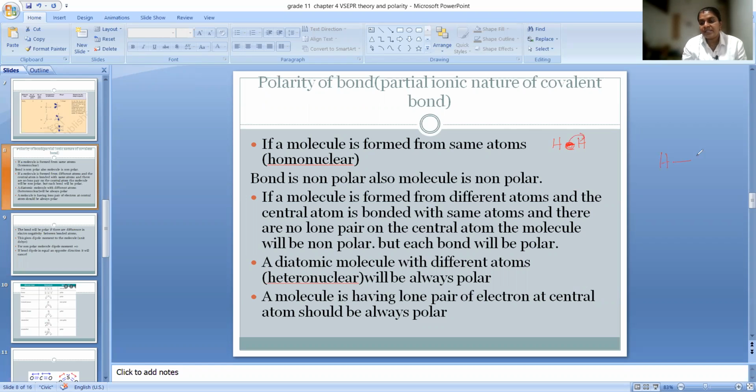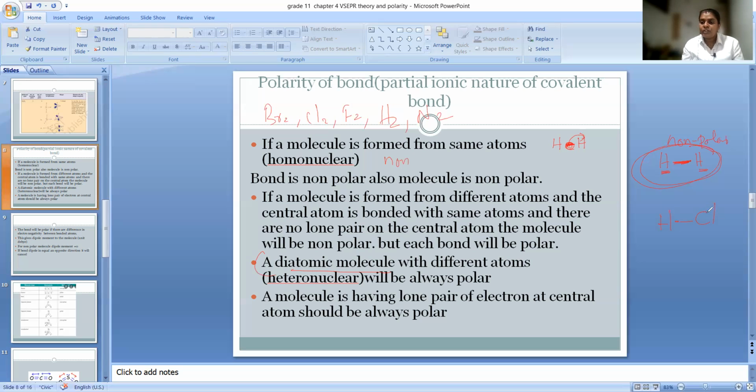So if you take the case of hydrogen, these two hydrogens have the same electronegativity. If there is the same electronegativity, what will happen? The molecule will not be polar, it should be non-polar. Okay, so all homonuclear diatomic molecules should be non-polar. Example: Br2, Cl2, F2, H2, N2, all these are examples. So in this case the bond is non-polar and the molecule as a whole is also non-polar. Now, let us take the case of a diatomic molecule in which it is bonded with a different atom, hydrogen and chlorine.